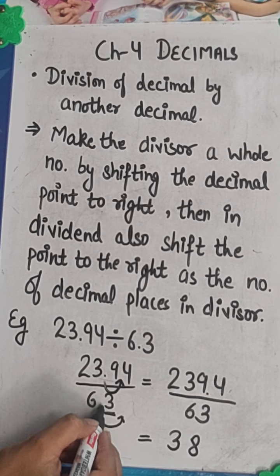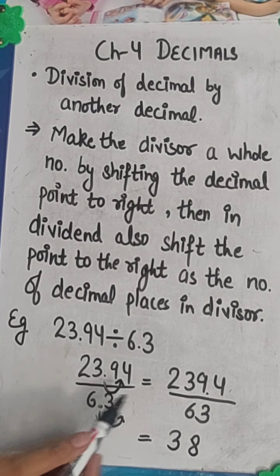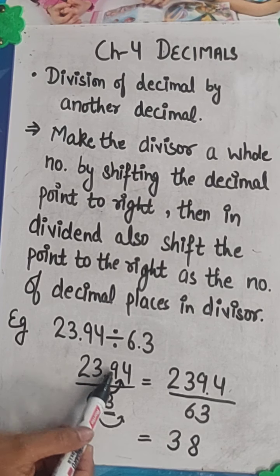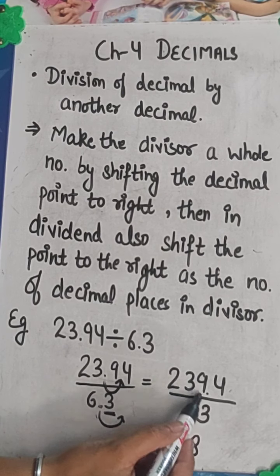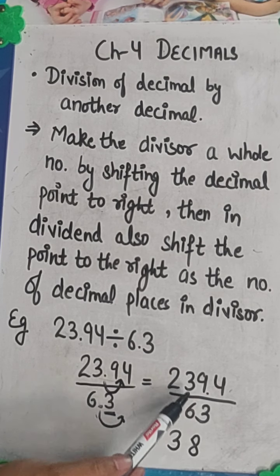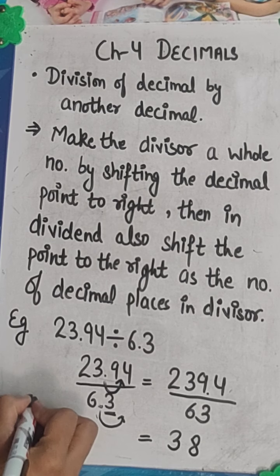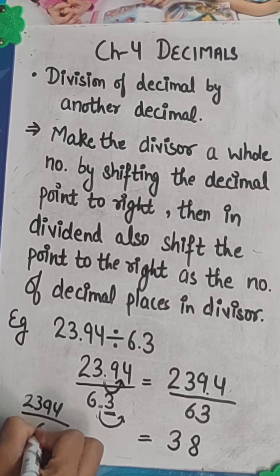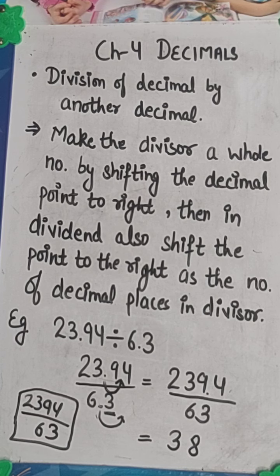After shifting, the numerator becomes 239.4. Before shifting, the numerator is 23.94. After shifting, the decimal moves one place to the right. It becomes 239.4 divided by 63. As I already told you how to divide a decimal by a whole number, in this case you have to suppose that we have to divide this without taking the decimal. So we will divide it simply.